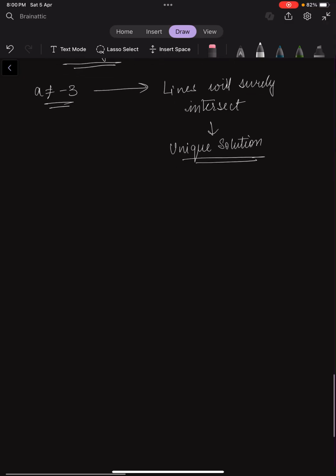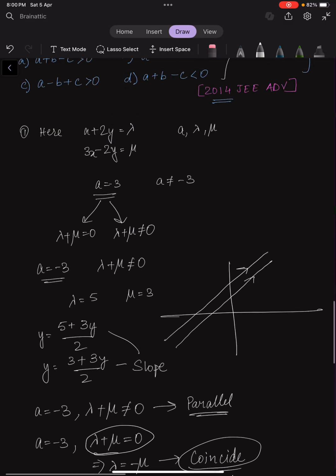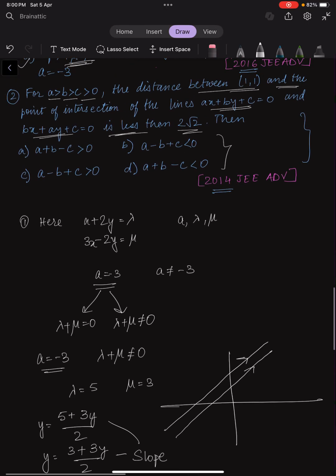Now going to the second problem which we have. There what we see is that a, b and c are given to us. We are given a point and we say that the distance between the point and the intersection point of these two lines is less than 2 root 2.